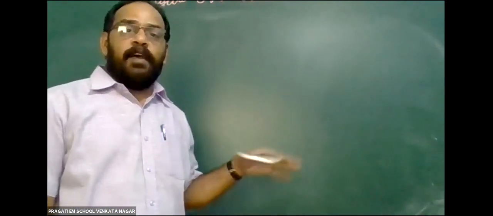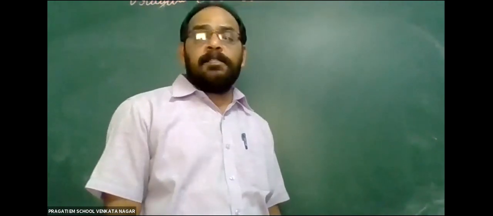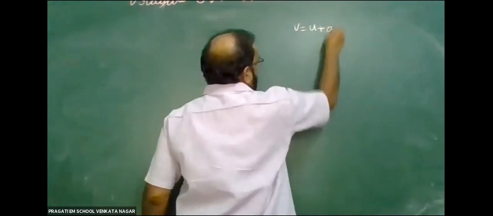These three equations of motion are very important. Just like the formulas you studied in maths, a plus b all square, a minus b all square, identities, in the same way, whenever you study physics, these equations of motion are very important. In colleges and higher classes, you will see different forms of these equations of motion being used, in vector classes and intermediate level. So it is very important. The first one is v is equal to u plus at. This is the first equation of motion.